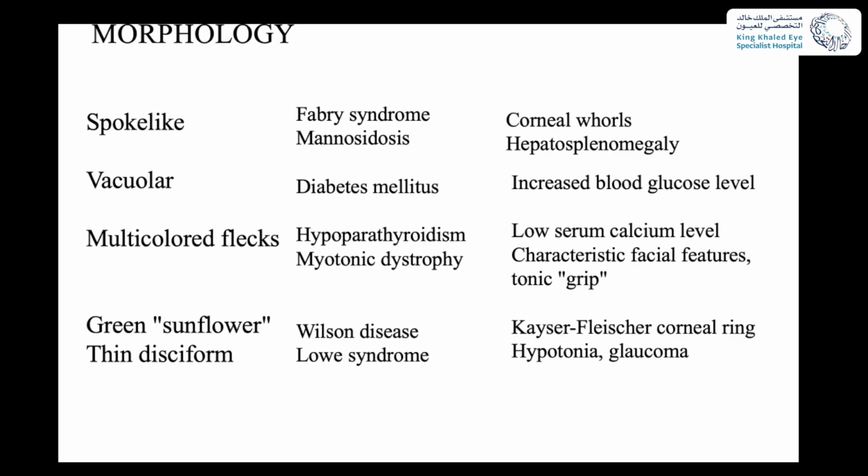Multicolor reflex could be seen with hypoparathyroidism or myotonic dystrophy, where you could see a low serum calcium level or characteristic facial features. Green sunflower could be seen with Wilson disease, and thin disciform could be seen with Lowe syndrome. Each of these syndromes needs at least a half-hour presentation to discuss. For this reason, if you need more detail, it's preferable to be familiar with the name of the syndrome and know what the defect of the syndrome is.